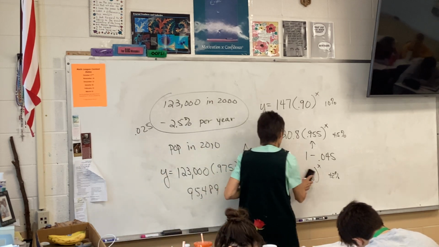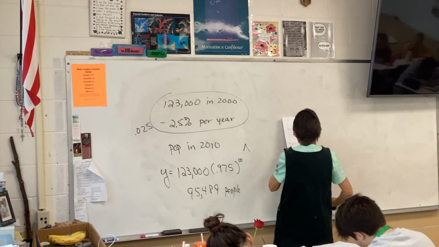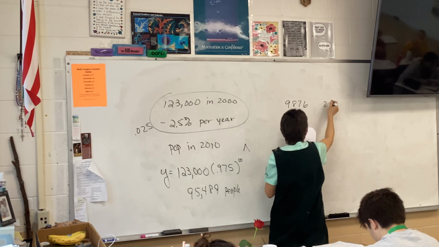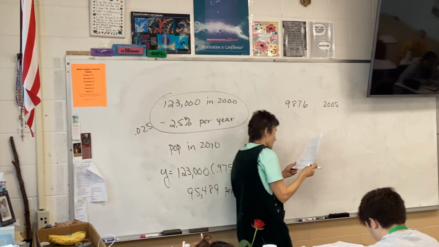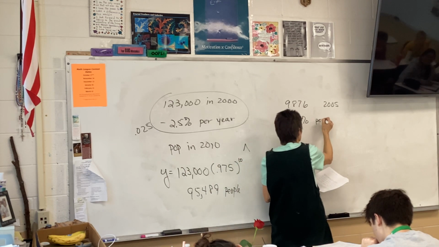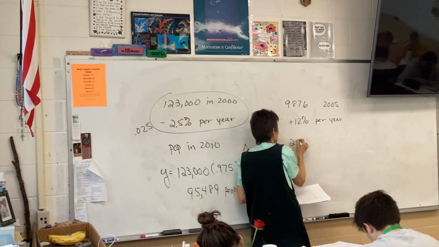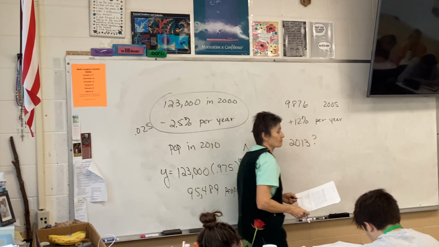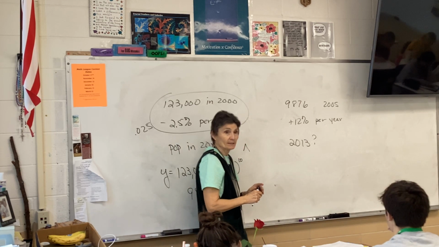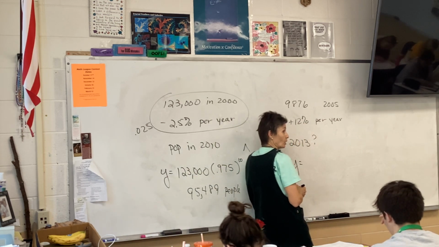The population of Trigville was 9876 in 2005. It increases 12% a year. And we want to know the population in 2013. So we're going to write ourselves a little equation, right? What's that equation going to look like?